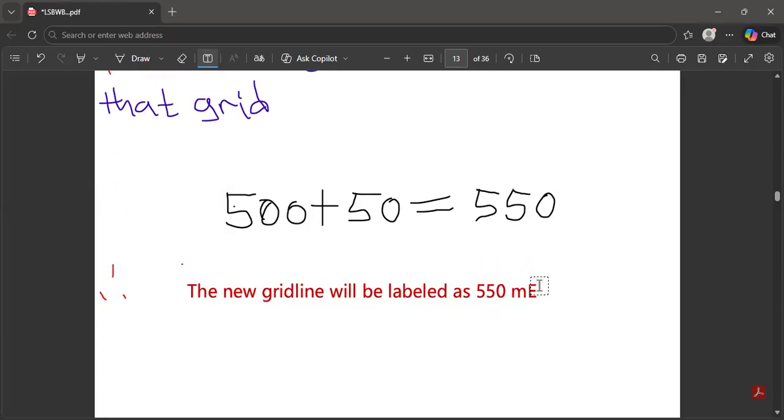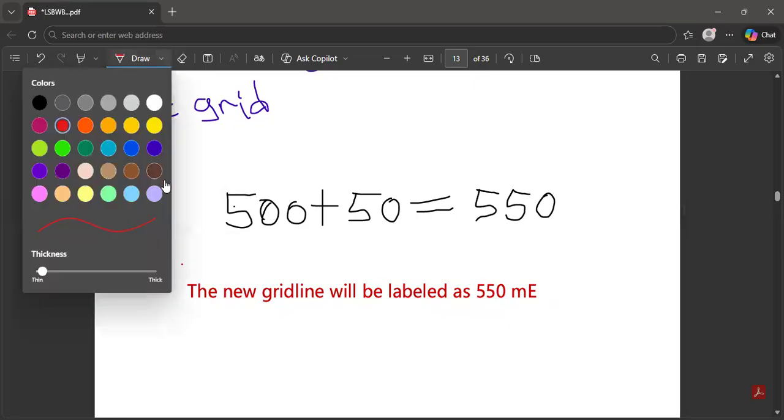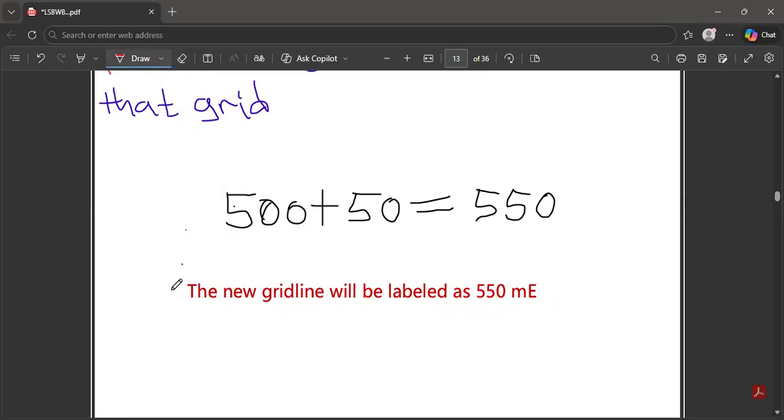Wonderful. Exactly. So that is what we are going to get. Okay. Now that is what we are going to get. So therefore, that is how the new grid will be labeled.